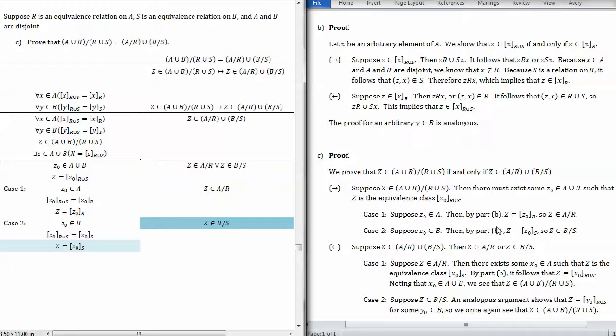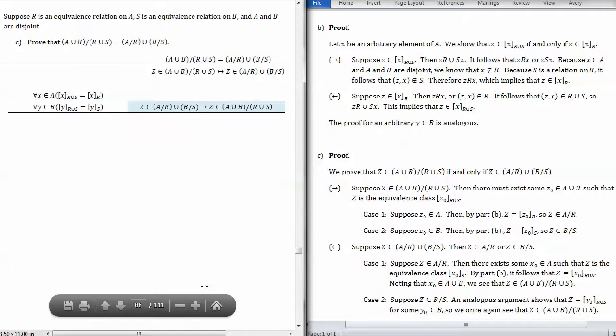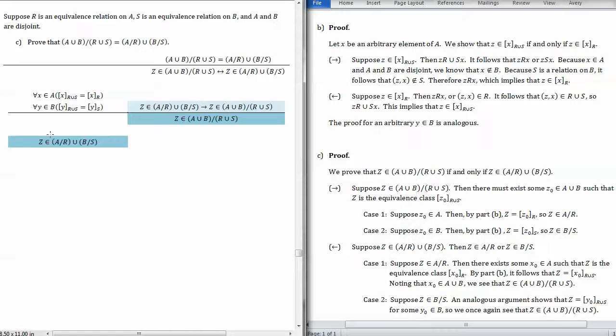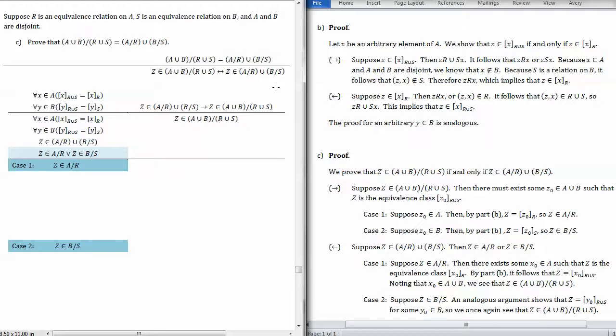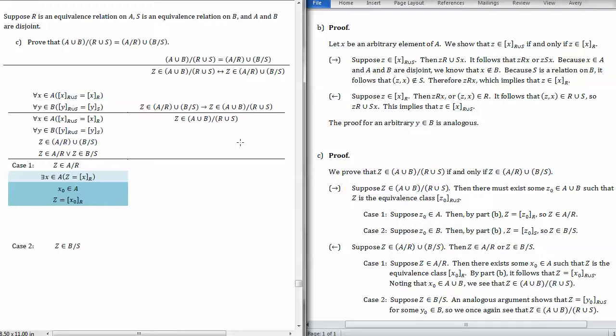And now let's spin around in the other direction. So this time I'm assuming that Z is either an R equivalence class or an S one, and I have to show that therefore it's an R union S equivalence class. So we get our disjunction, and surprise, surprise, more cases. In the first case, if Z is an R equivalence class, then by definition, there exists an element of the set A such that Z equals that equivalence class. And existential instantiation gets us to an X naught. And we have the same goal in both cases this time.